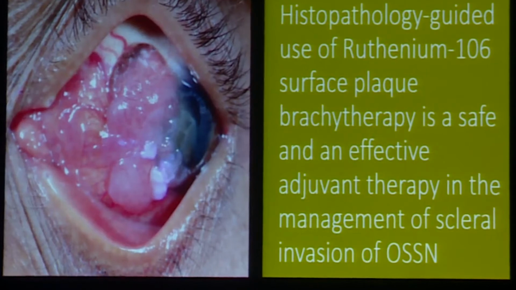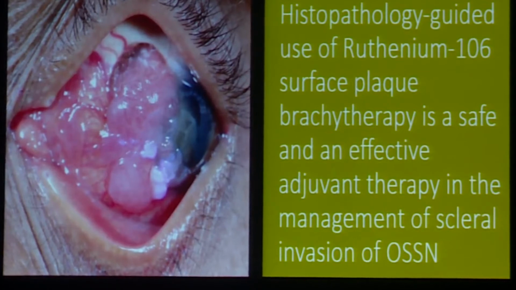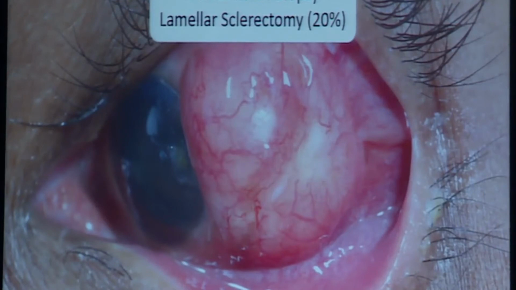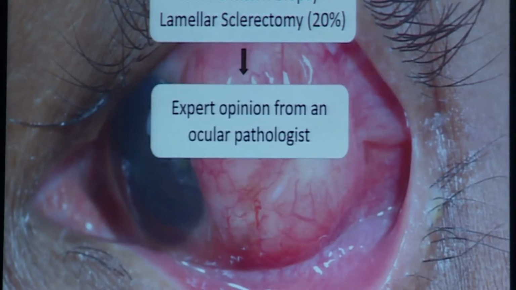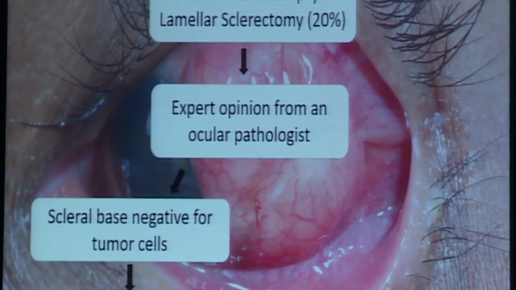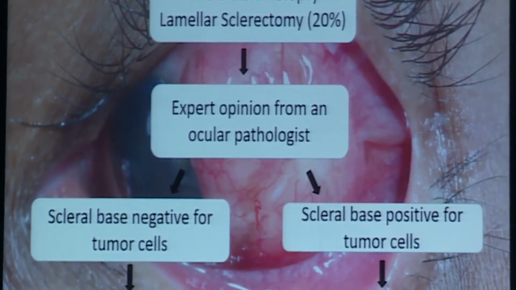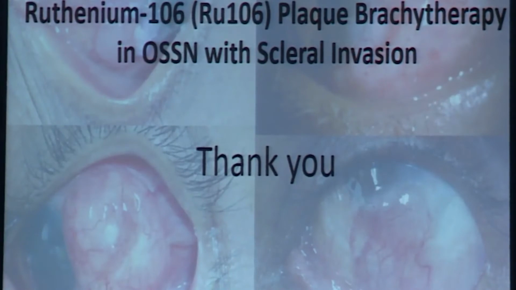So in conclusion, histopathology-guided use of ruthenium plaque brachytherapy is a safe and effective adjuvant therapy in the management of scleral invasion of OSSN. Our study recommends that the primary management for all patients with OSSN be wide excision biopsy with lamellar sclerectomy. An expert opinion is to be sought from an ocular pathologist. If the scleral base is negative for tumor cells, nothing needs to be done but to observe the patient periodically. But if the scleral base is positive for tumor cells, these patients definitely require adjuvant treatment in the form of surface plaque application. Thank you.